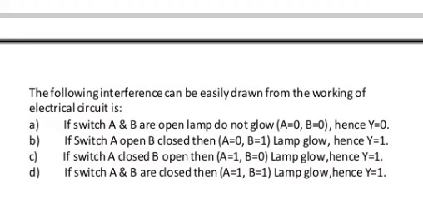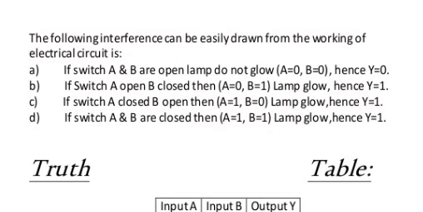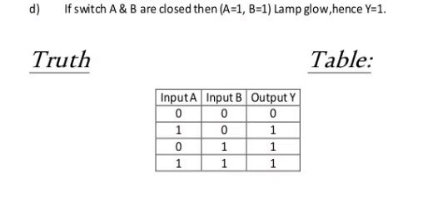If A is open and B is closed, तो A की वैल्यू 0 है, B is 1 and hence Y equal to 1. If A is closed and B open, then also output will be 1. If A is 1 and B is 1, then also your output will be 1. So this is the truth table of OR gate. I hope you have now well understood OR gate.